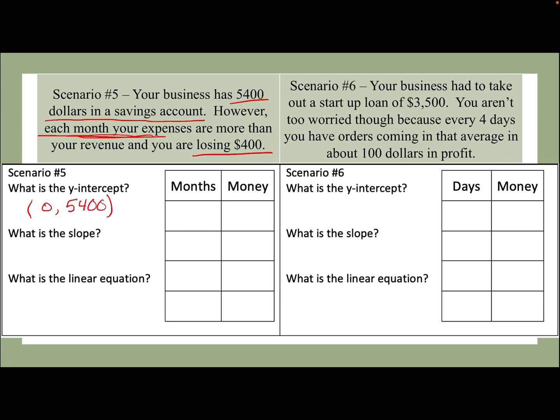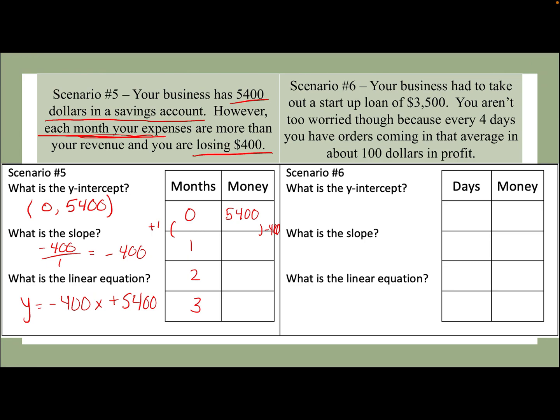Each month we're losing, so I know it's going to be over 1, which just simplifies to negative 400. My equation, y equals negative 400x, we have a positive, so plus 540. To fill out my table, 5,400. I'm adding by 1, I'm subtracting by 400. So I have 1, 2, 3.